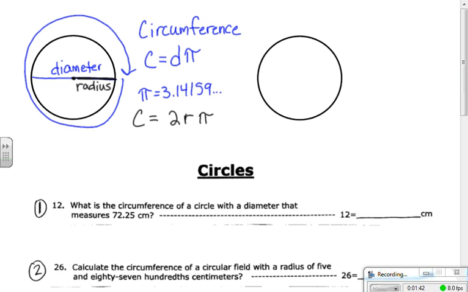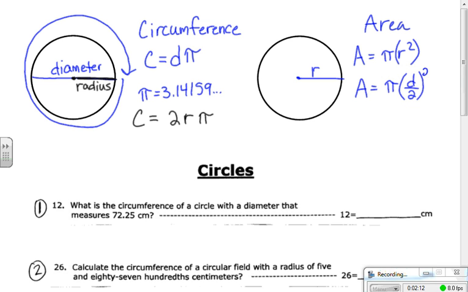Now, if we want to find the area of our circle, we have another formula. And in order to work with this one, we have to know the radius. So area is equal to pi r squared. And you have to square your radius before you multiply by pi. So if you're given the diameter, you would still multiply by pi, but you would have to divide your diameter by 2 before you square, because that will give us our radius squared. So we can use either one of these formulas depending on what our question is asking of us.